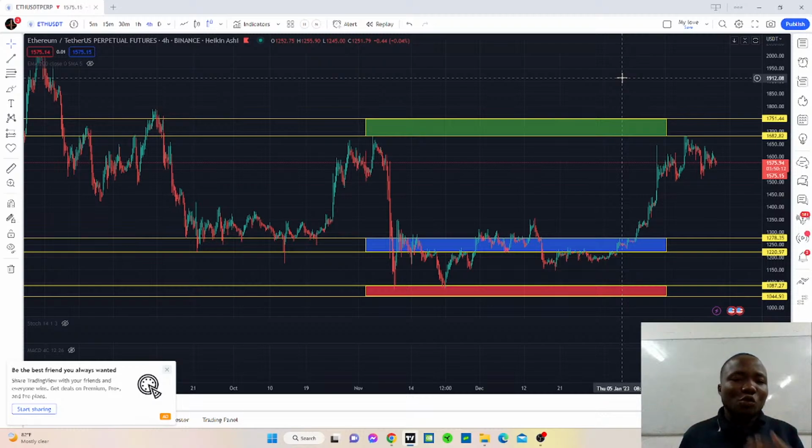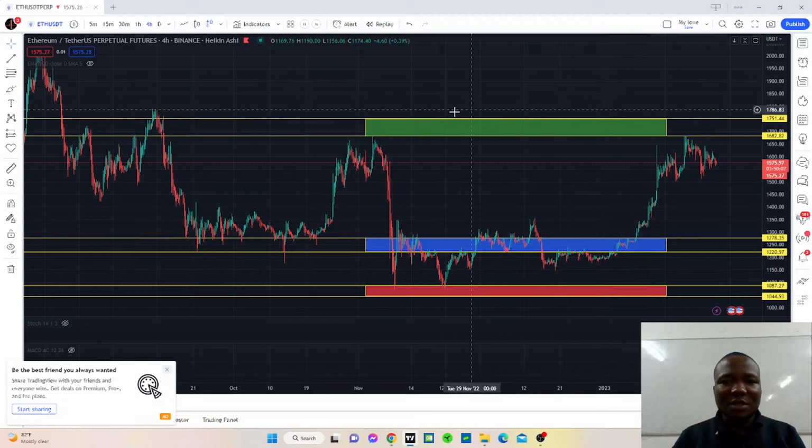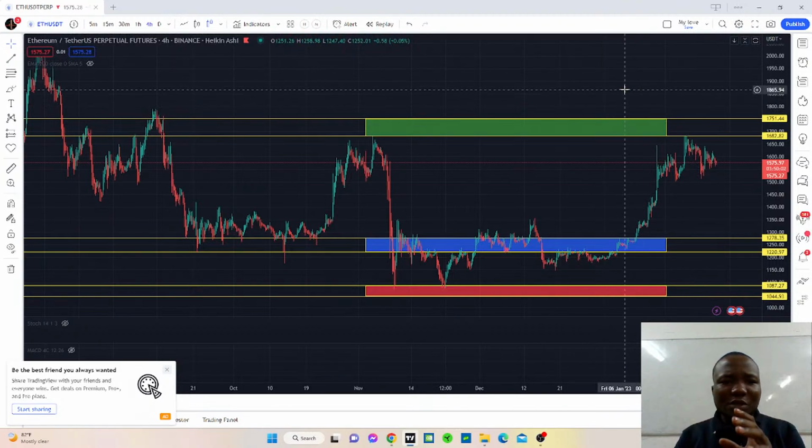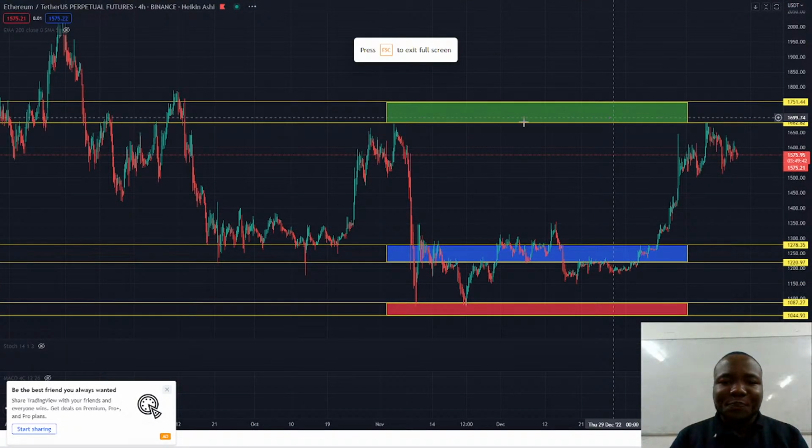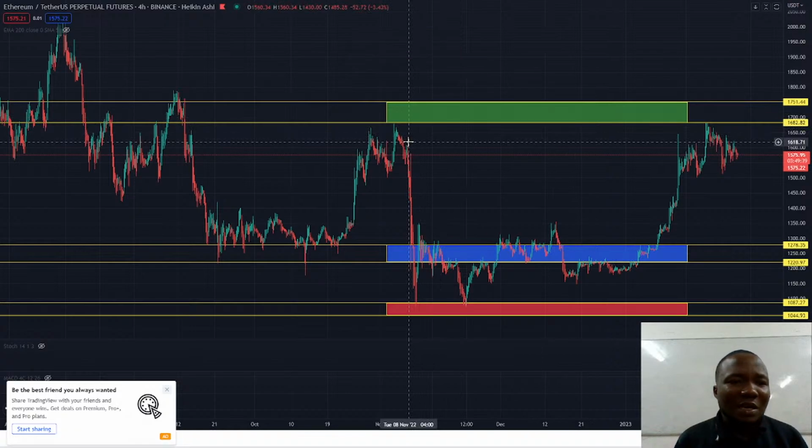So here is an Ethereum chart. I'll be showing you guys how I do my support and resistance levels, how I mark out my possible entries, and what I look out for in the market. I'll be taking you step by step, a walk down on how I do everything.